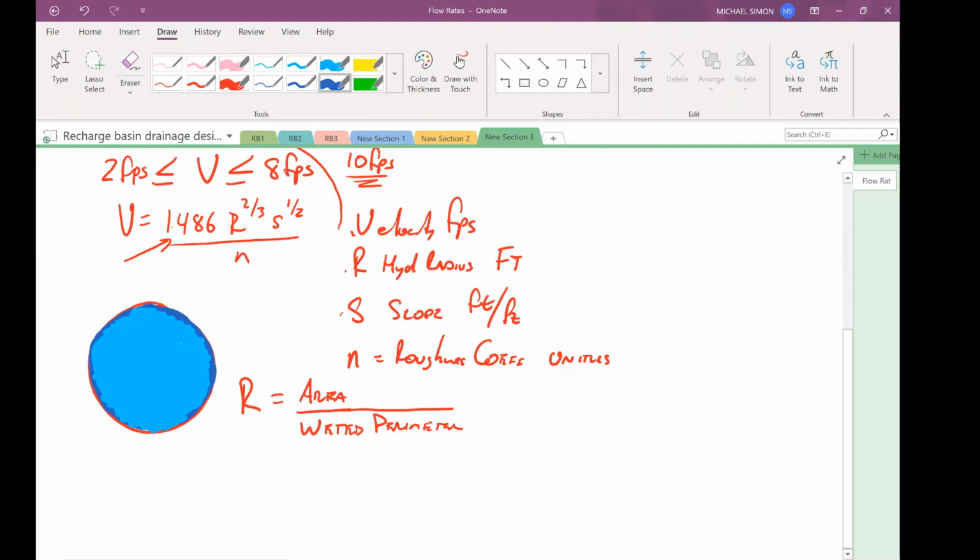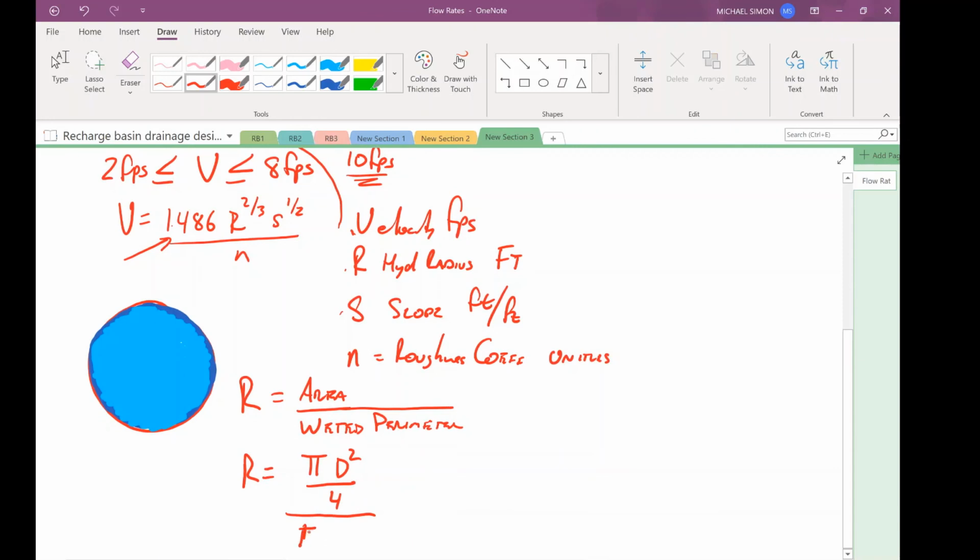All right. So for circular pipe, what's the area of a pipe? Pi r squared? No, remember, we're dealing with diameters. So pi d squared over 4. And how do you get the circumference of a pipe? No, not 2 pi r. Outsmarted myself, it is pi d. Pi times diameter.